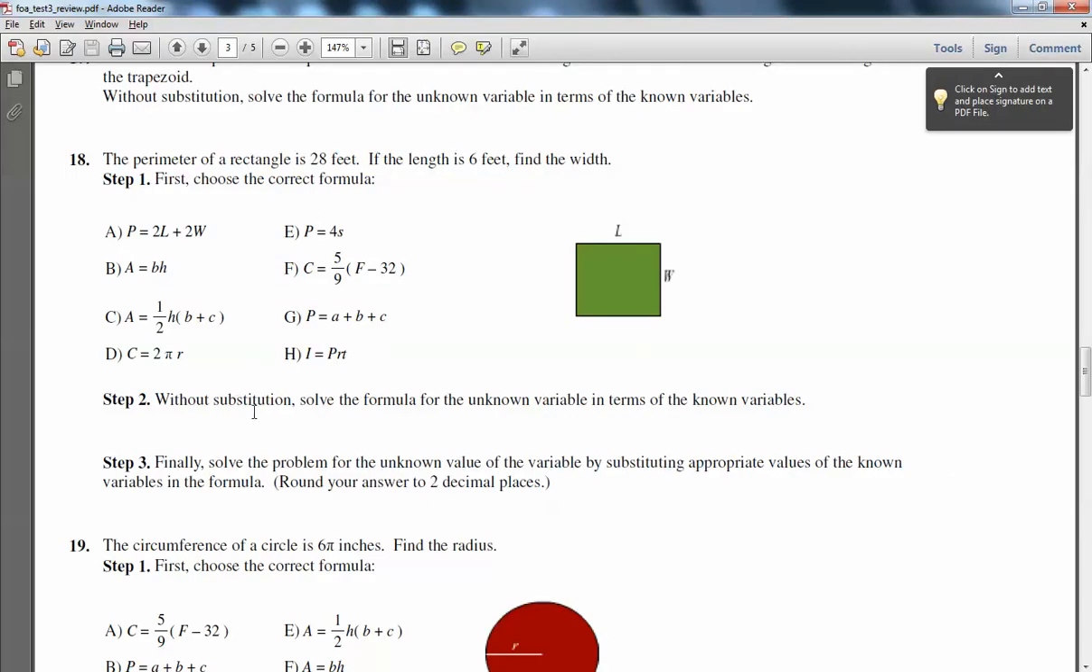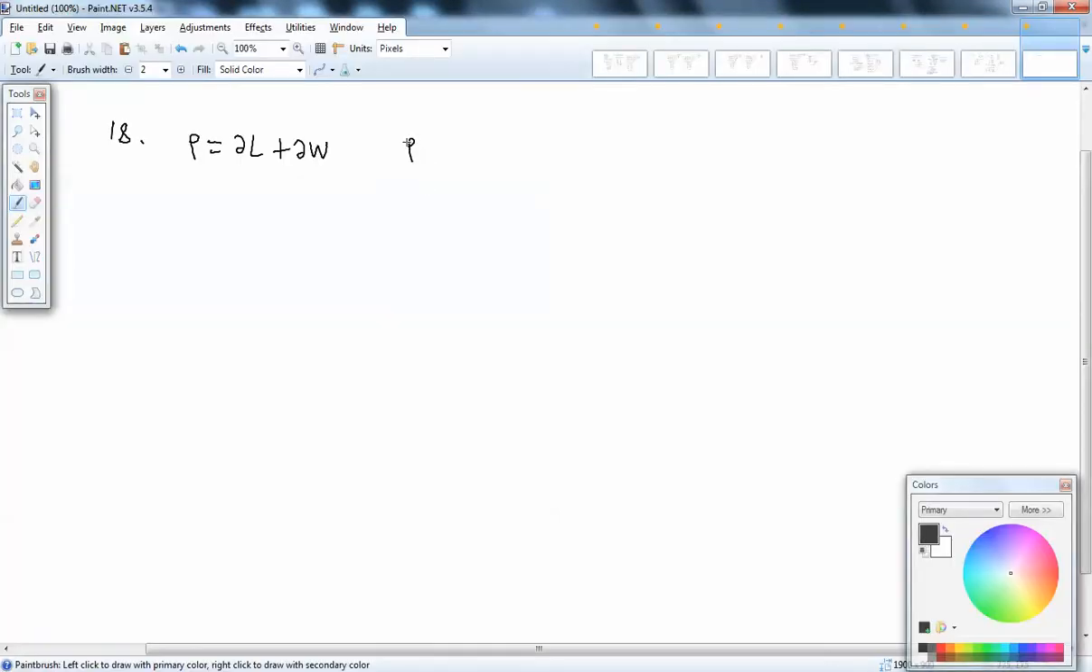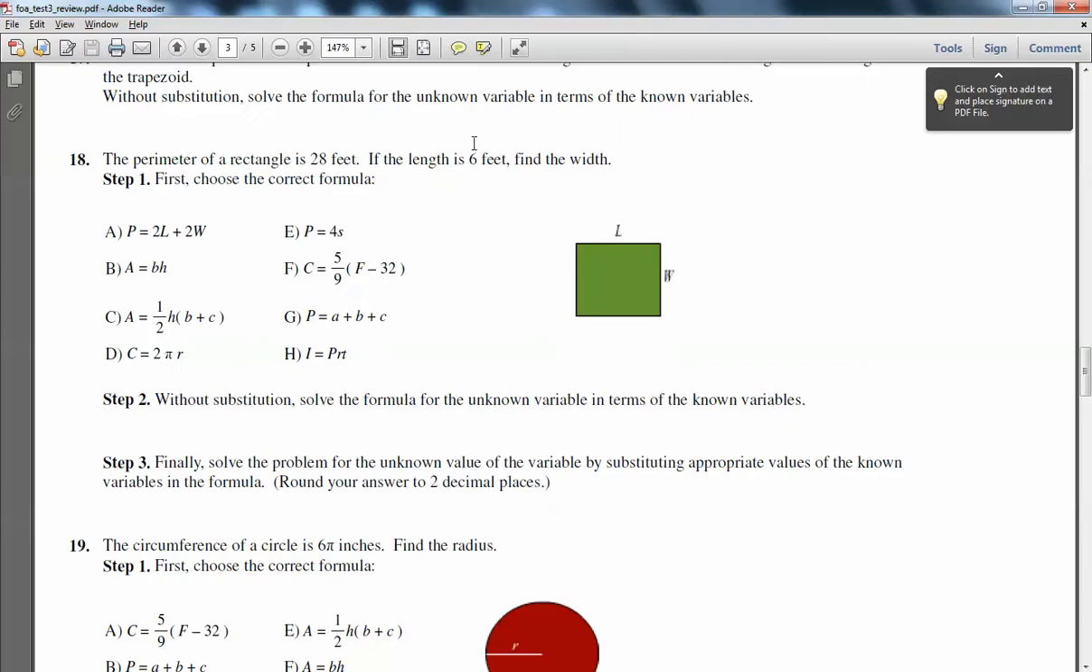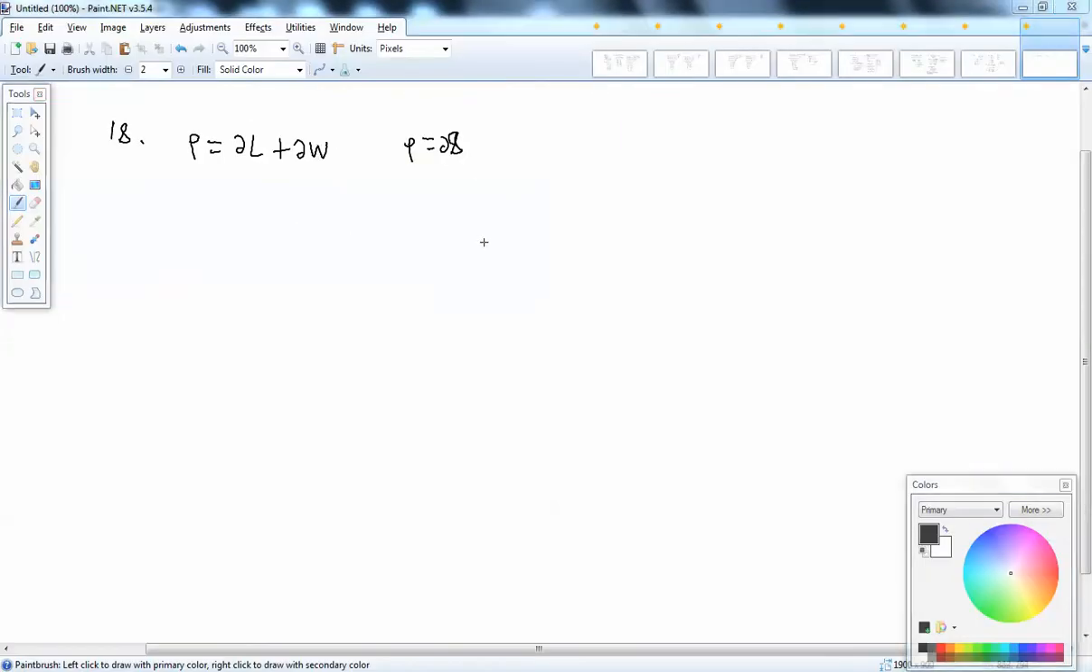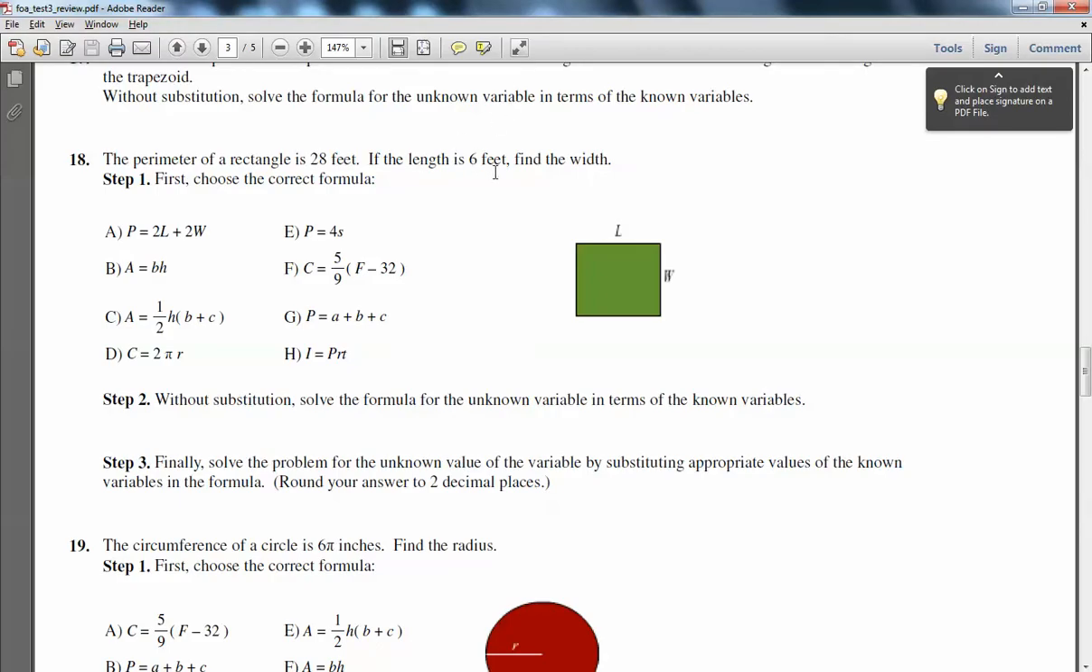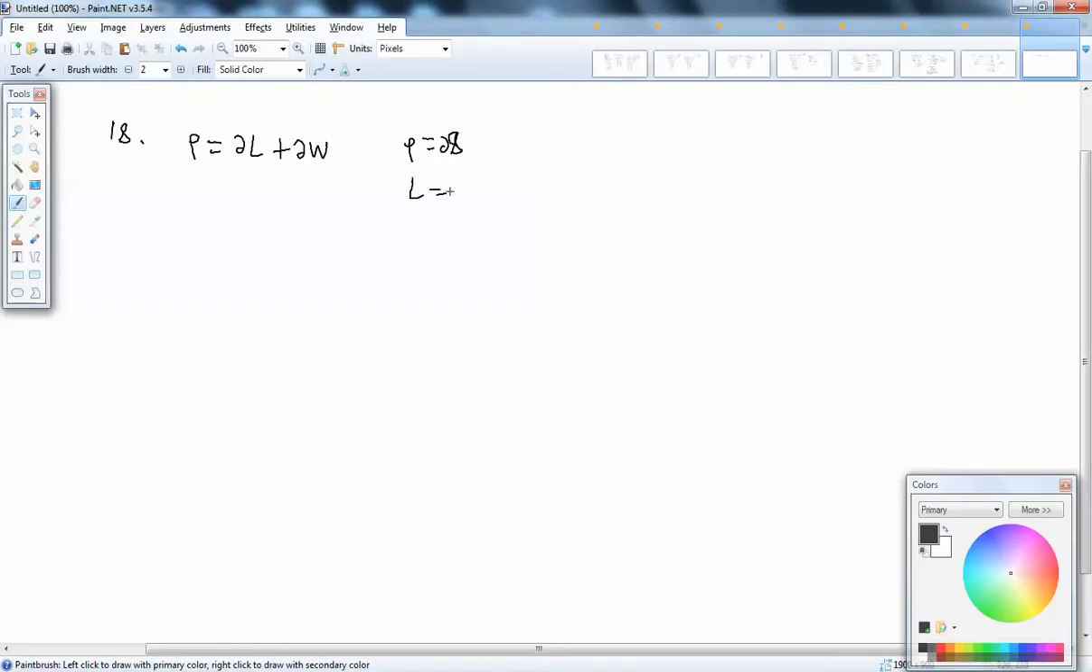Okay. Step 2. Without substitution, solve the formula for the unknown variable. Well, let's see what they give us. Perimeter is 28, so they're telling us P is 28. Okay. Length is 6, so L is 6. So I guess W is the one we don't know. So we want to solve it for W. So we're going to go through our 5 steps.